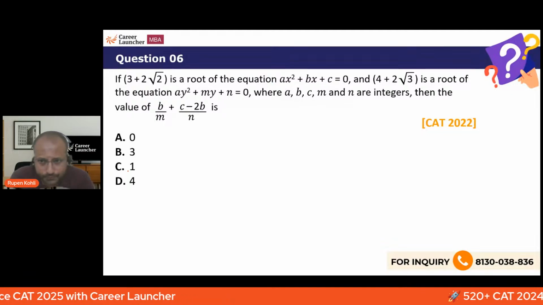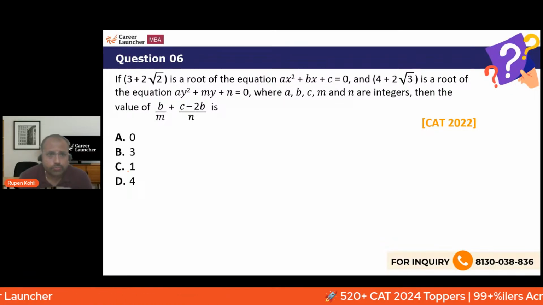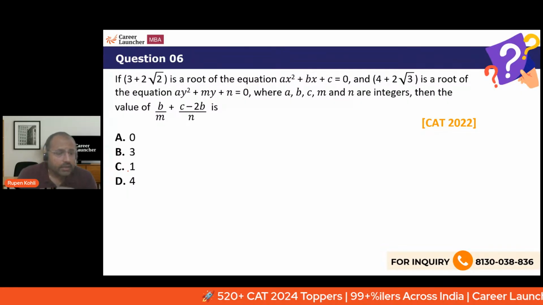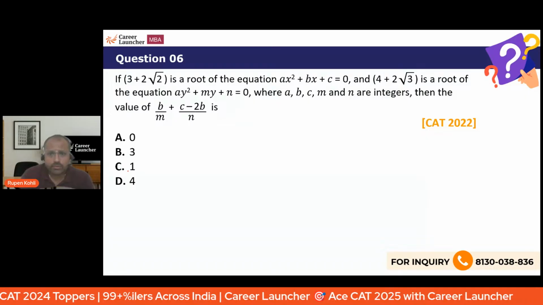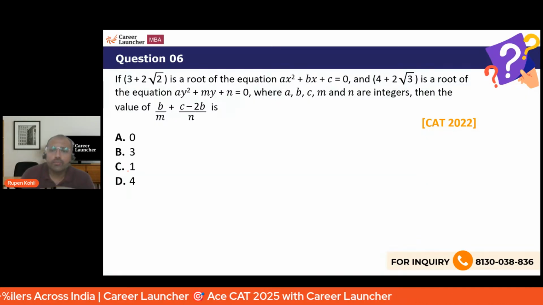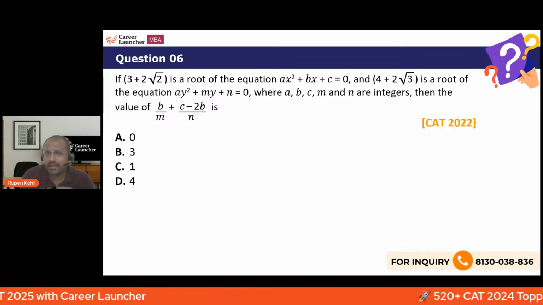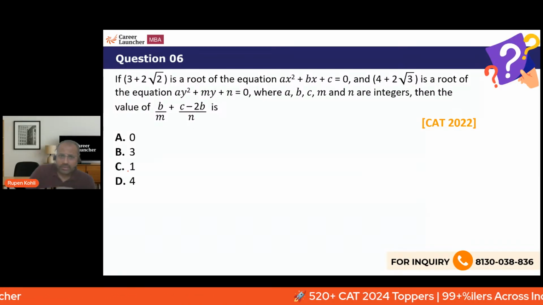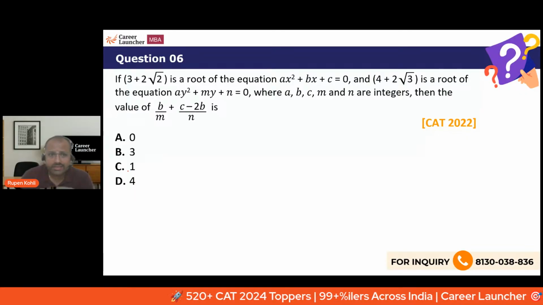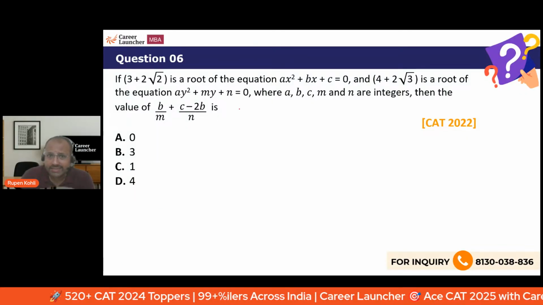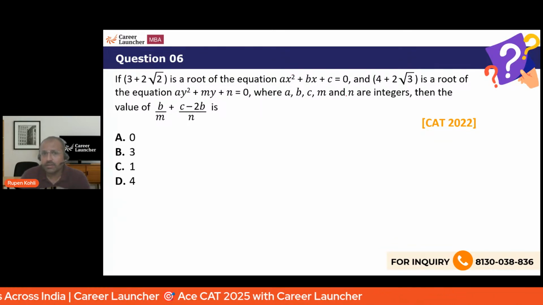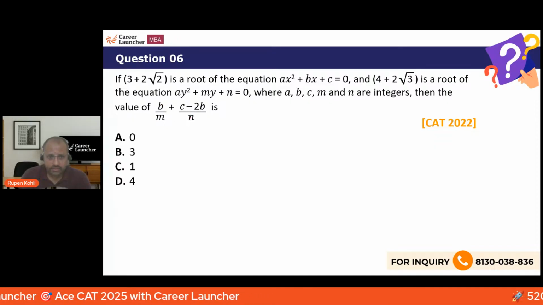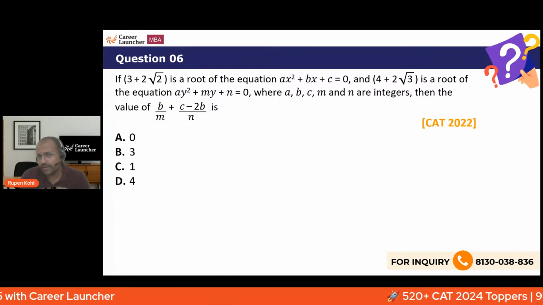Sixth one, CAT 22. If 3 plus 2 root 2 is a root of the equation ax square plus bx plus c equal to 0, and 4 plus 2 root 3 is a root of another equation with the variable given as y, where a, b, c, m, n are coefficients. So a, b, c you can see in the first equation. In the second equation, you can see a, m, n. So can I say this a is common? The leading coefficients are same in both the quadratics. Then you have to find the value of this expression, b over m plus c minus 2b over n.